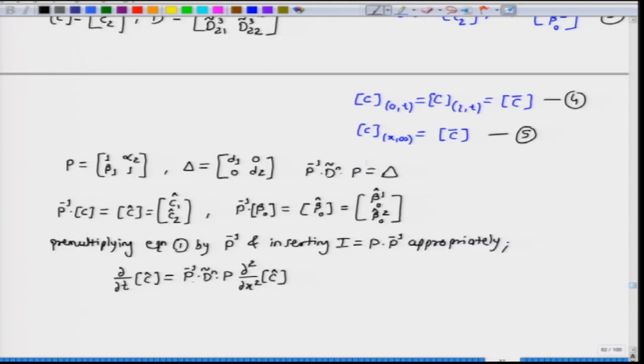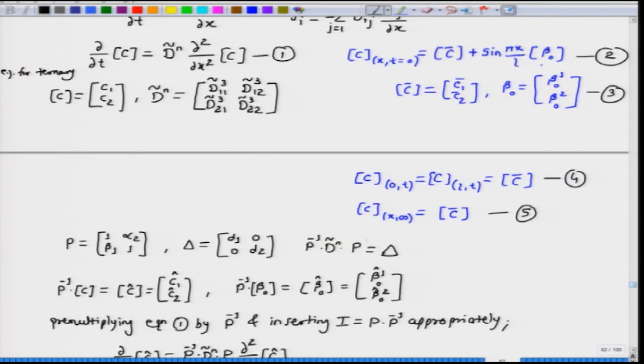And so this P inverse times D tilde times P is nothing but the matrix delta. So we can write ∂C cap/∂t equal to delta times ∂²C cap/∂x². We can do a similar operation for the initial and boundary conditions.